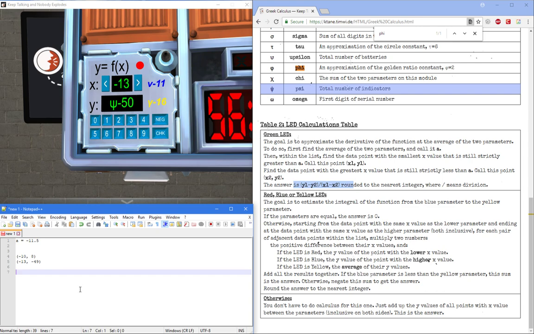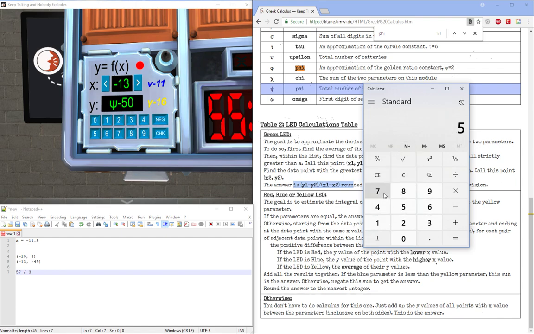So y1 minus y2, so this is going to be 57, because 8 minus negative 49 is 57, divided by negative 10 minus negative 13, so this is going to be a 3. And then we take 57 divided by 3. It's going to give us 19. So the answer in this case would give us 19.